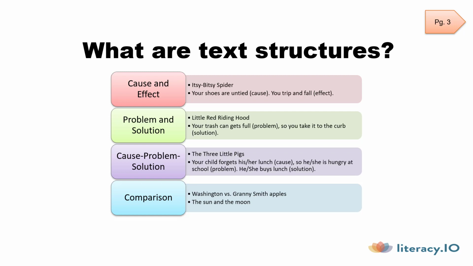Cause, problem, and solution can be found in the 3 Little Pigs. In real life, your child forgets his or her lunch. That's a cause, so she's going to be hungry at school. A big problem. The solution, he or she buys their lunch. And finally, comparison. Washington and Granny Smith apples is one of the articles that we're going to read. A real-life comparison could be the sun to the moon.